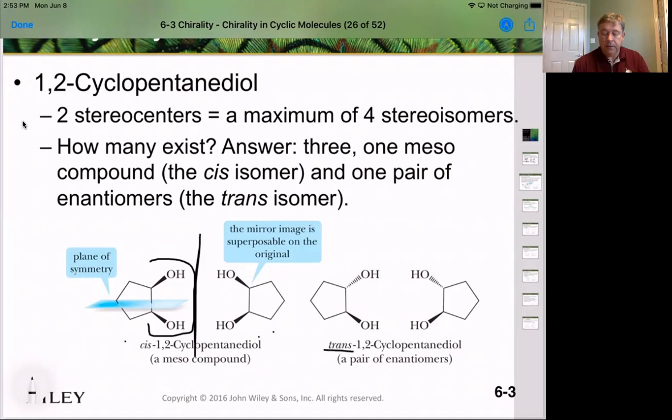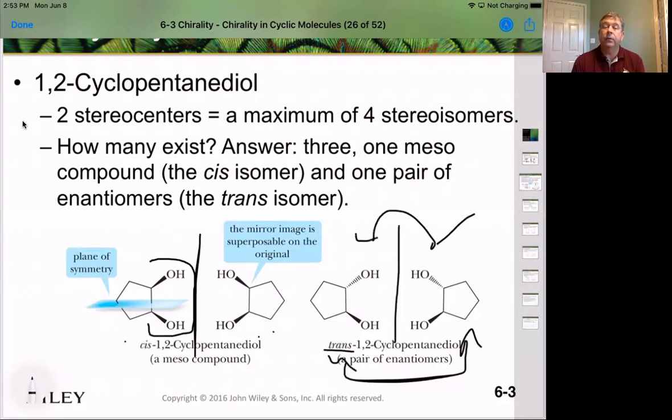If we look at the trans compound here and we draw our mirror plane, we get our pair of enantiomers here. Now, if we tried to superimpose this one on this one, we actually cannot do that. They do not rotate around enough to superimpose. They do not have superimposable mirror images. Therefore, we do have a true pair of enantiomers on this side.